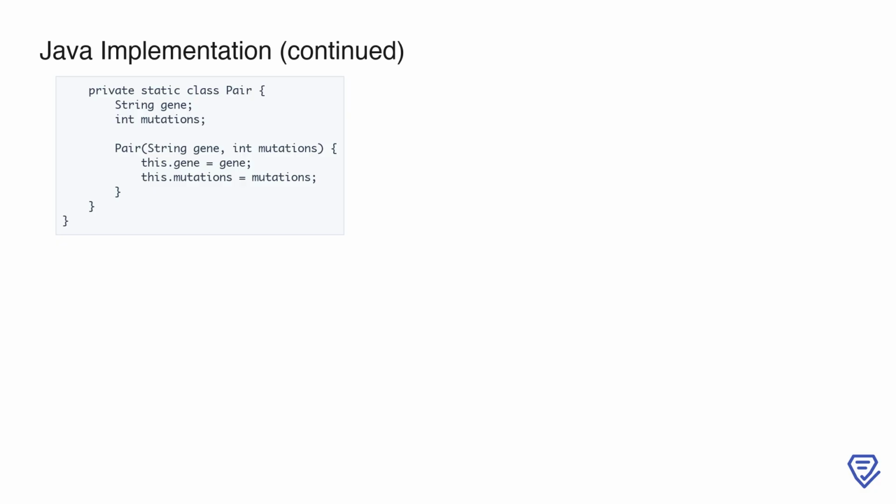Finally, we define the helper class Pair, which is used to store each gene sequence along with the number of mutations it took to reach that sequence. This allows us to keep track of both the state of the sequence and the progress of the transformation. The class contains two fields, gene, which holds the current gene sequence, and mutations, which tracks the number of mutations performed up to that point. The constructor initializes these fields when a new Pair object is created. By organizing the gene sequence and its mutation count into a single object, the BFS queue remains well-structured and manageable, simplifying the overall implementation of the algorithm.